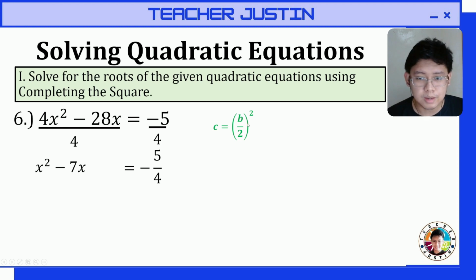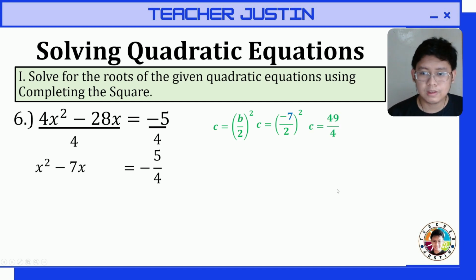So, let's substitute our value of b. In this case, the value of b is the numerical coefficient of the variable x. So, negative 7 is our coefficient. So, that will be the value of b. So, the square of negative 7 over 2. So, we square both numerator and denominator. So, we will have c is equal to 49 over 4. So, the value that we will add to our binomial will be 49 over 4.